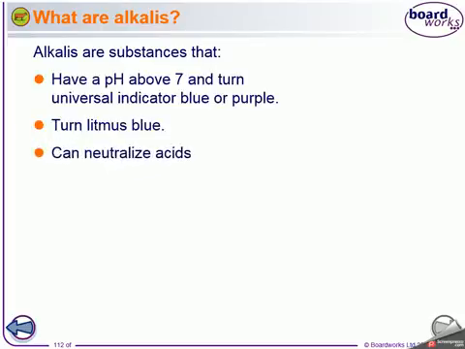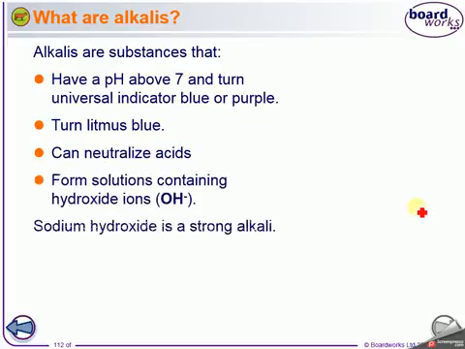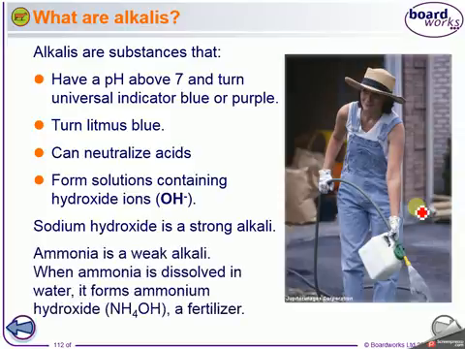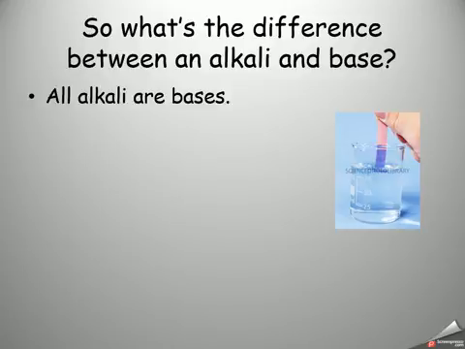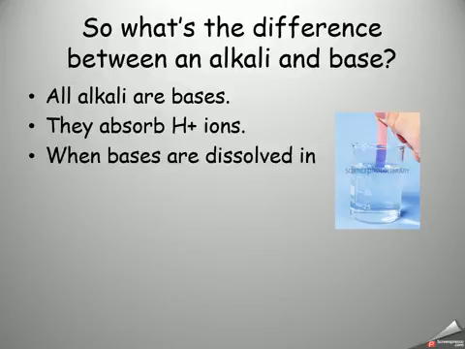They turn litmus paper blue, and they can neutralize, which means cancel out the acids, and they're made of OH minus ions. Sodium hydroxide is a strong alkali, and ammonia is a weak alkali, which is why we've been studying ammonia, because it leads to that, yeah. Okay, so what's the difference between an alkali and a base? Yeah, because people think they're the same thing. They're not. All alkalis are bases, okay? They absorb hydrogen ions, which means that they cancel out acids, okay?